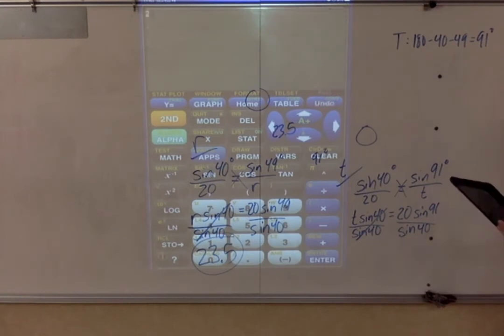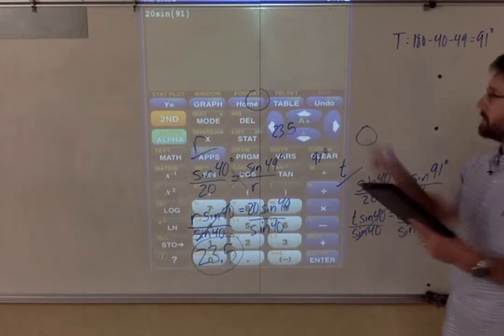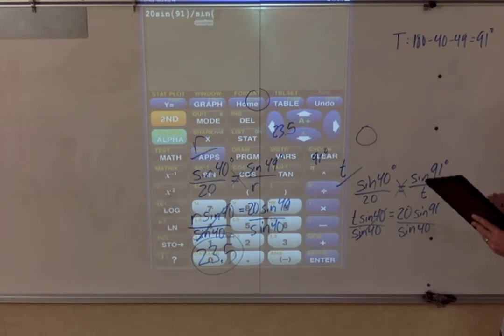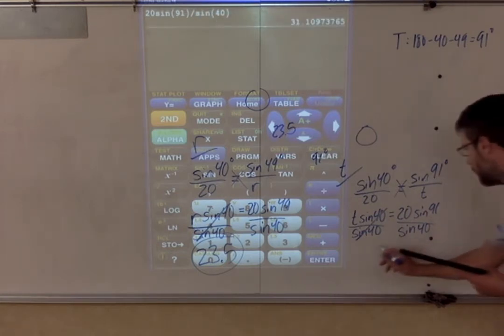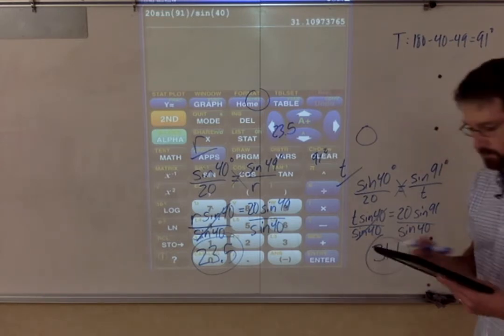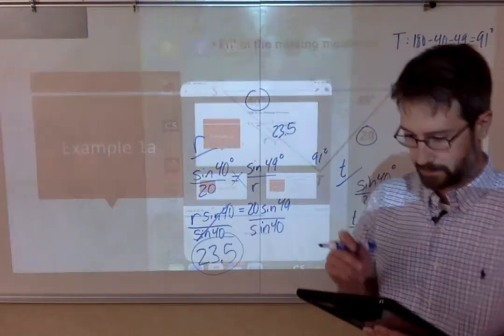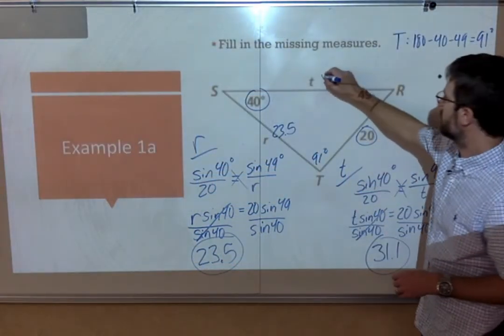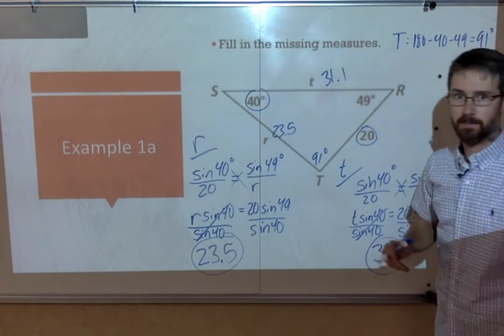So now it is 20 times sine of 91, end parenthesis, that's the top half of the fraction, divided by the bottom half, sine of 40. And we get 31.1 for T. So our missing side T, 31.1.